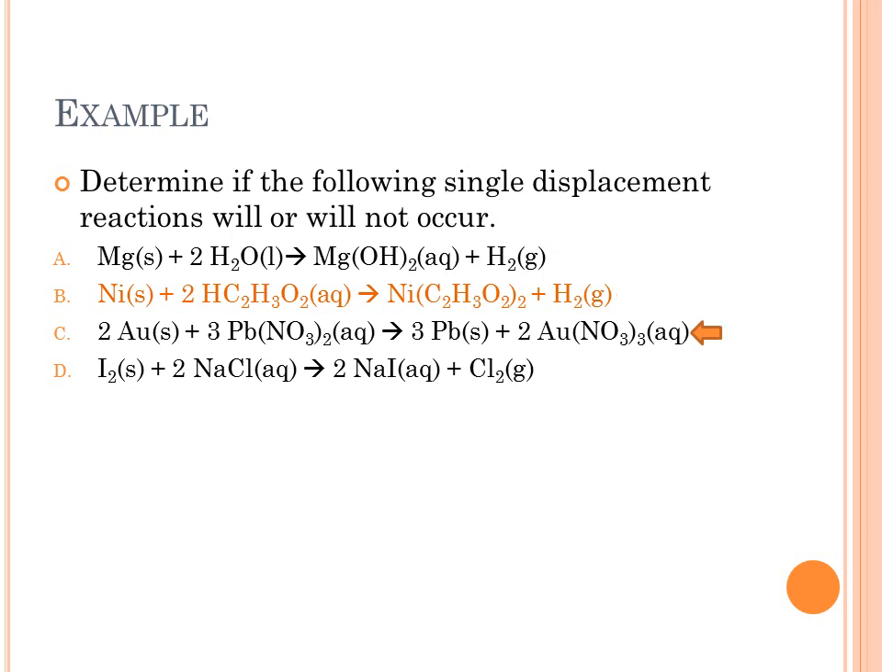Gold is way down at the bottom of the activity series. It's not active enough to displace lead. Iodine on the halogen activity series is not active enough to displace chlorine. If you just look at group 7A, you see that the things at the top of group 7A are more active than the things at the bottom, and so you can see that that is certainly the case. This has been a brief tutorial on the activity series.